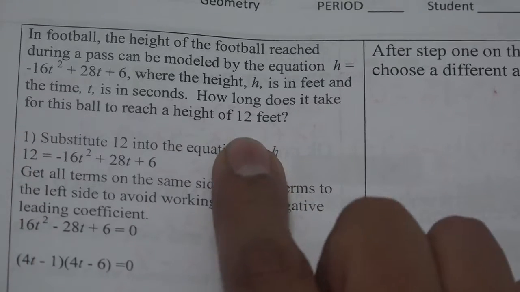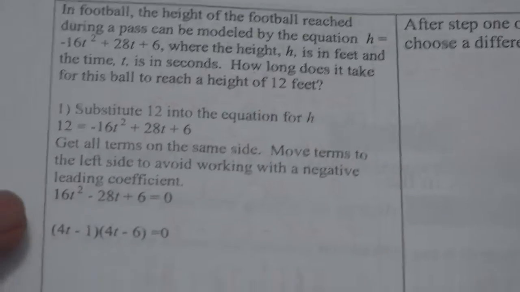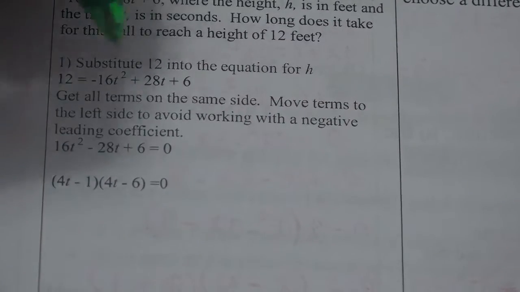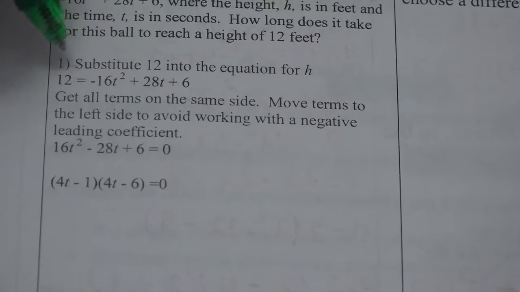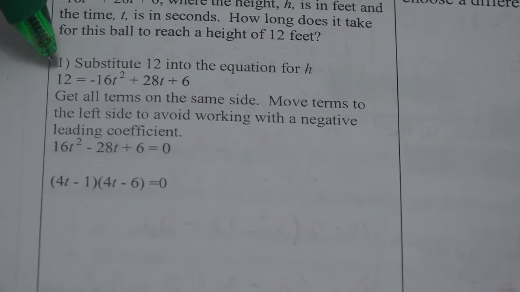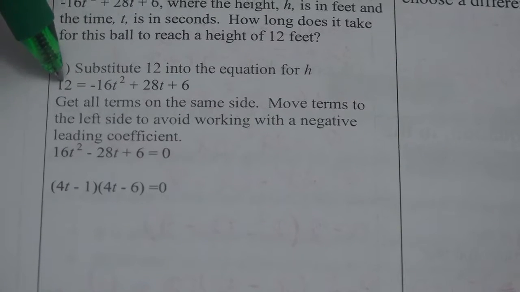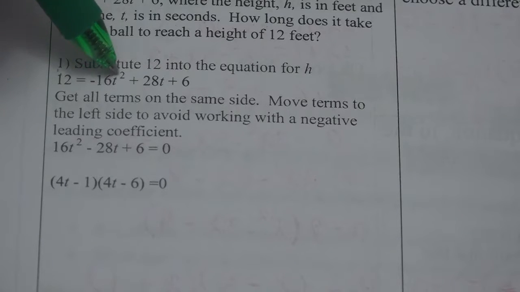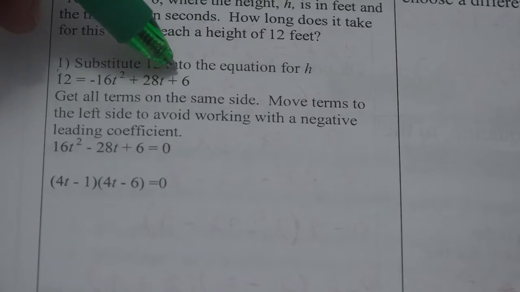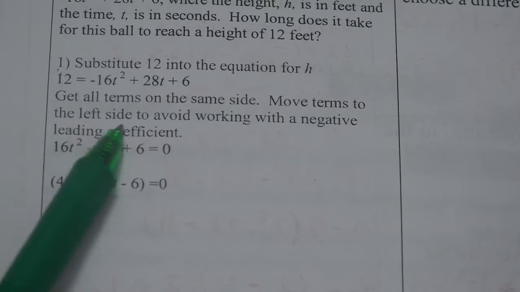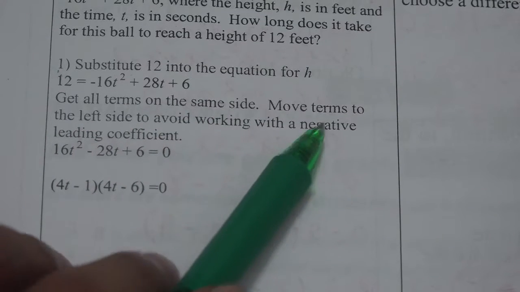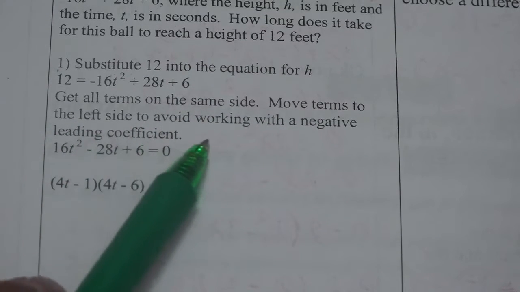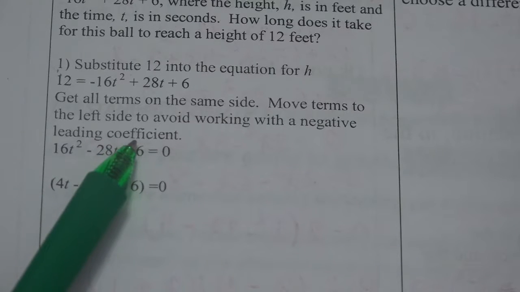How long does it take for the ball to reach a height of 12 feet? We don't know. But what we can do is substitute. So what am I going to do? Substitute the 12 into the equation for h. Now you substitute. So 12 equals negative 16t squared plus 28t plus 6. Now get all terms on the same side. Move terms to the left side to avoid working with a negative leading coefficient.